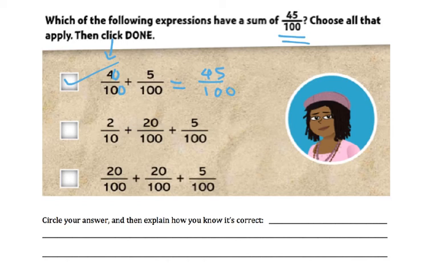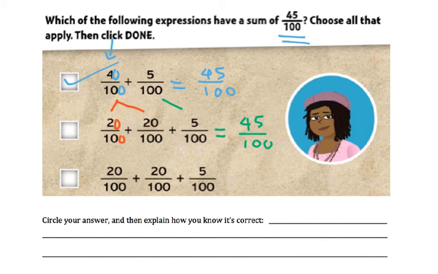If I check out the next one, something kind of cool is happening here. So I have 2 tenths. Again, that's like 2 dimes, or 20 hundredths, plus 20 hundredths plus 5 hundredths. It's sort of like this first expression got expanded into this one, because now we have 20 and 20 making 40 hundredths, and then we still have that plus 5 hundredths. So this is going to equal the same thing. It's going to equal 45 hundredths.